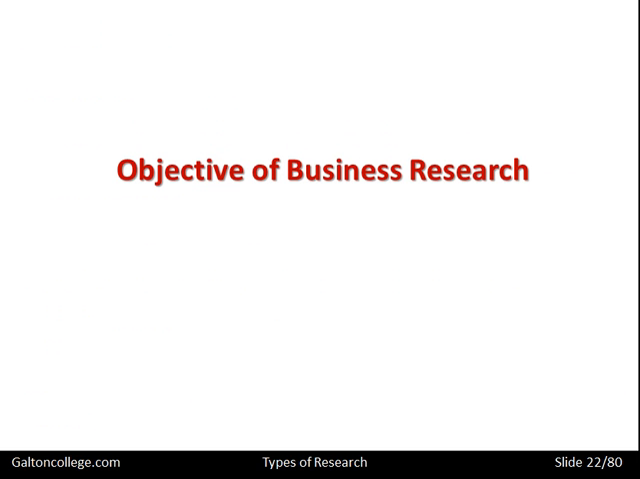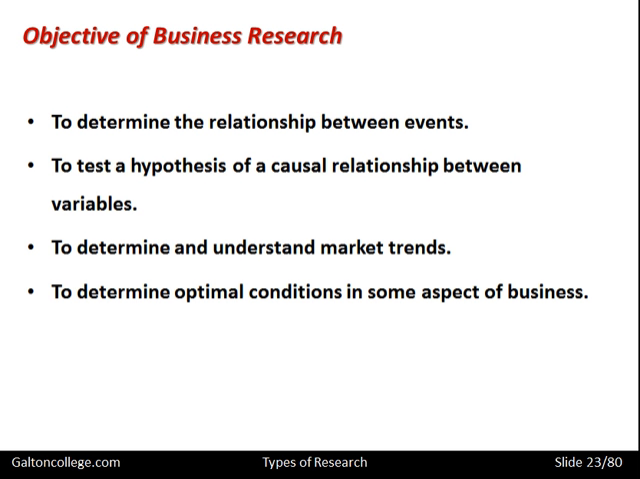Now let's talk about the objective of business research. Well, it's to determine the relationship between events. Let's say the company cuts the price. What will happen to sales? Will the sales increase or decrease or stay the same? It's trying to determine the relationship between the price of the product and the sales. It could be to test a hypothesis of a relationship. Is the reduction in price causing extra sales? Or is there some other factor causing the additional sales? What's causing what?